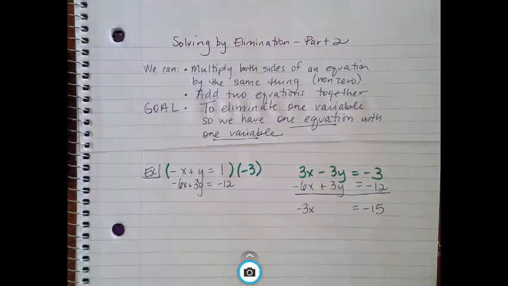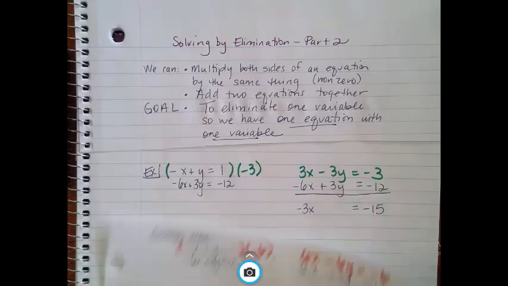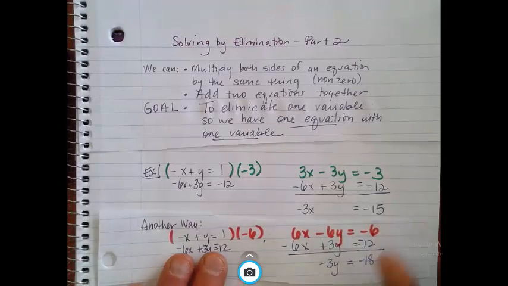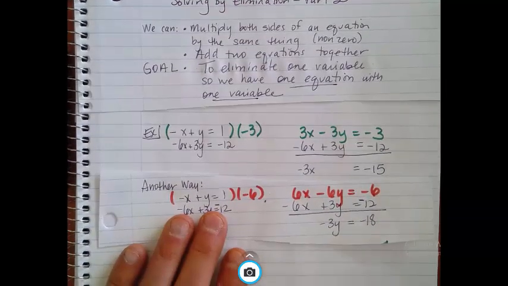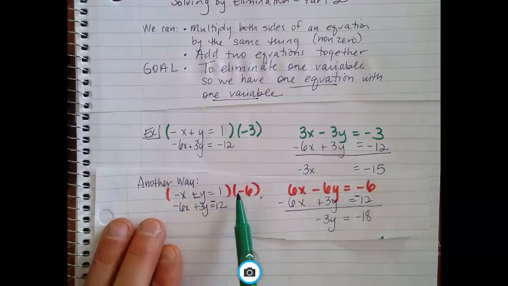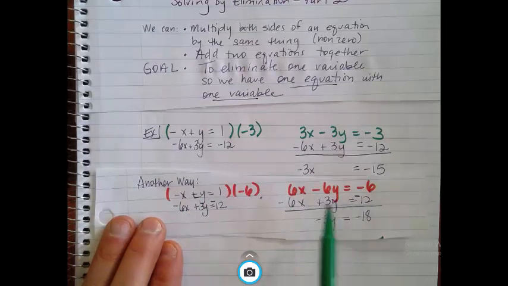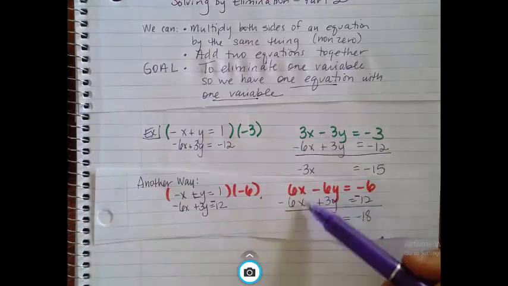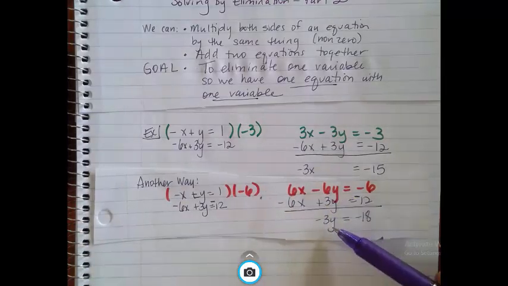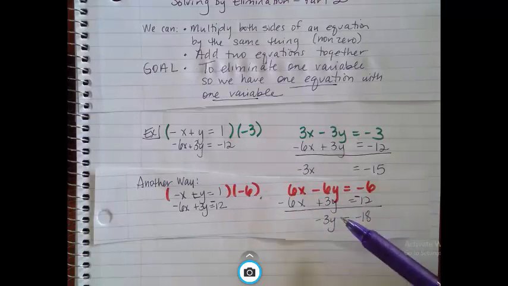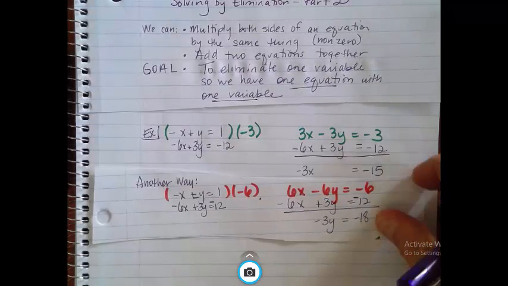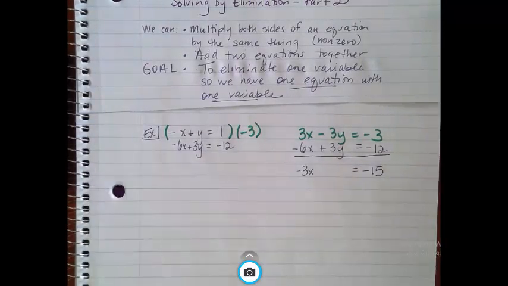Now you could have seen this another way. You could have said, what if we multiply just the top equation by a -6? And that totally would have worked. Let's just look at that other way. Here you could have multiplied by a -6 on the top, and then you would have ended up with the x's canceling each other out rather than the y's. That's completely valid, and this way will come out to be exactly the same answer. We're going to stick with this method since we started it already.